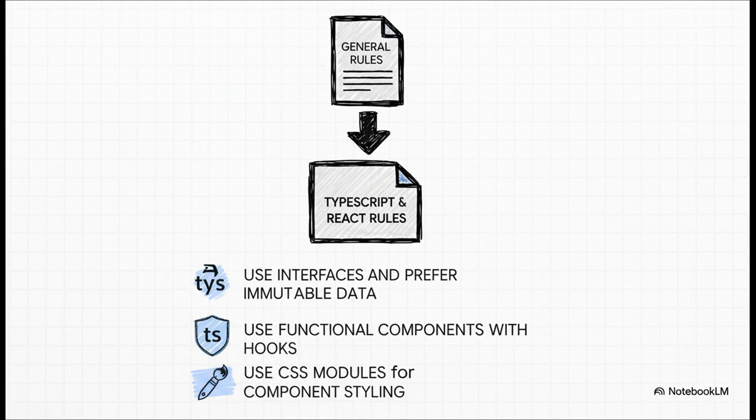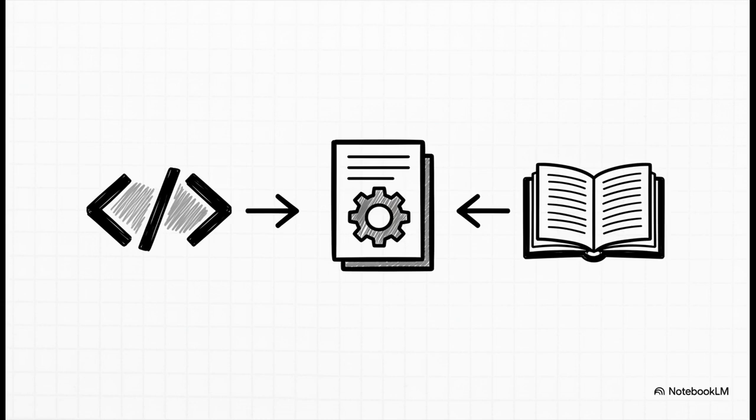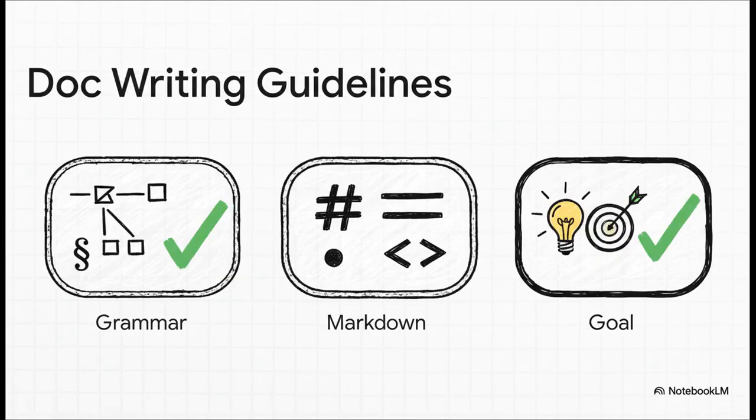It's so smart. And hey, this isn't just for code. You can apply the exact same principle to non-coding tasks, like writing your project's documentation. By setting up guidelines for grammar, for Markdown usage, for the overall tone, you can just ask the AI to draft or review documentation, and it will automatically adopt your project's specific voice. It's a fantastic way to ensure a professional and consistent style across your entire project.